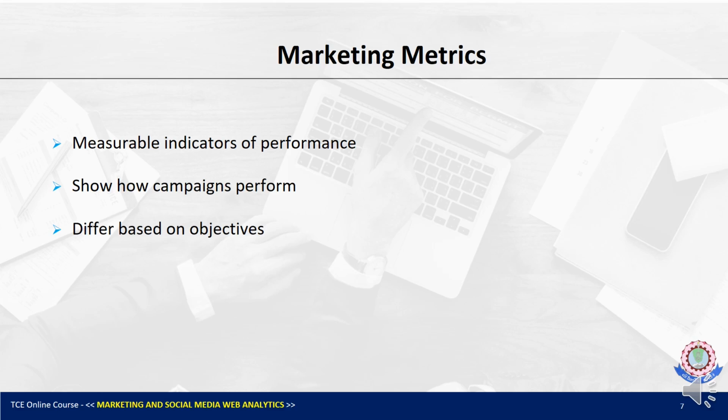Marketing metrics. Now let us understand what marketing metrics are. Metrics are measurable indicators of performance. They show us how well a campaign is performing. Different campaigns have different objectives, so metrics also differ. For example, awareness campaigns focus on reach. Sales campaigns focus on conversions.